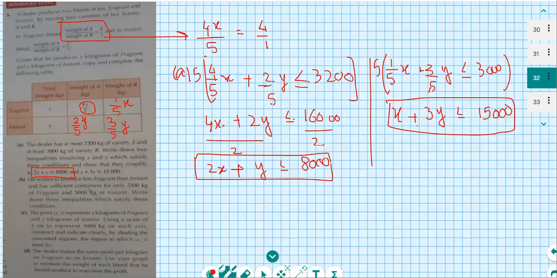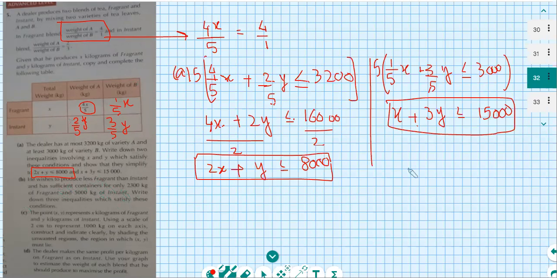Part B: he wishes to produce less fragrant than instant, as he has sufficient containers for only 2300 kg of fragrant and 5000 kg of instant. Write down the three inequalities that satisfy these conditions. So the first: he wishes to produce less fragrant than instant. So instant is greater than fragrant.